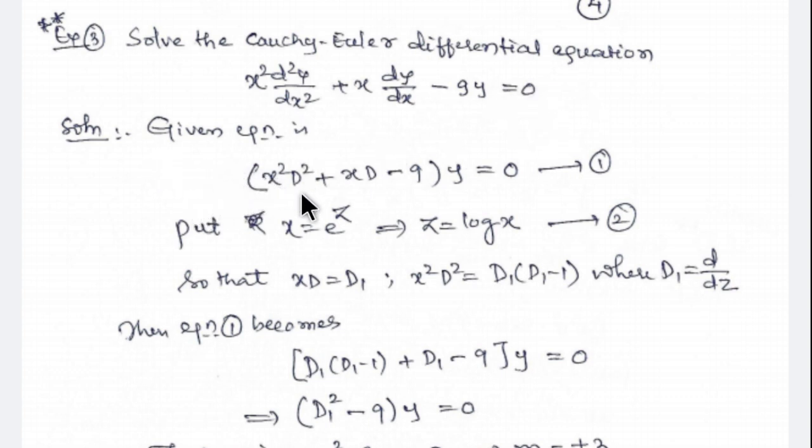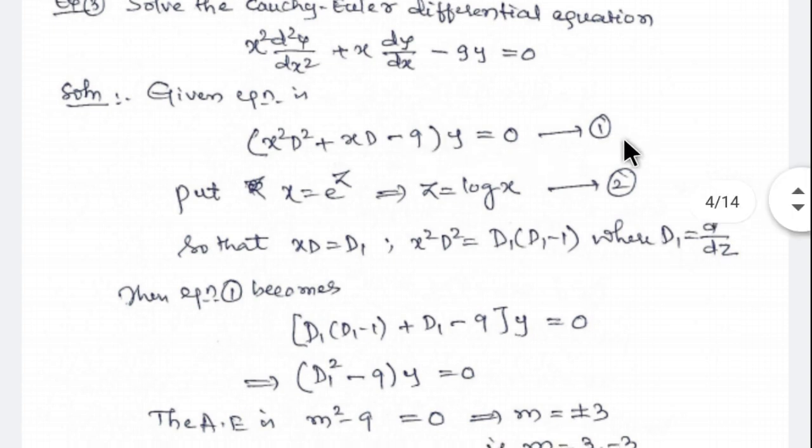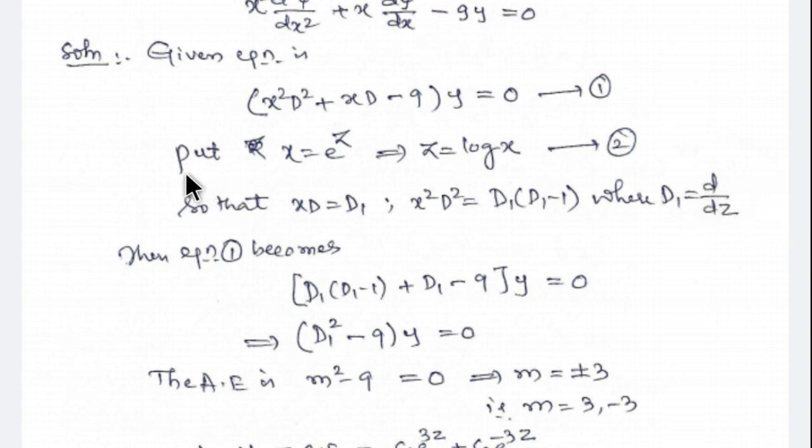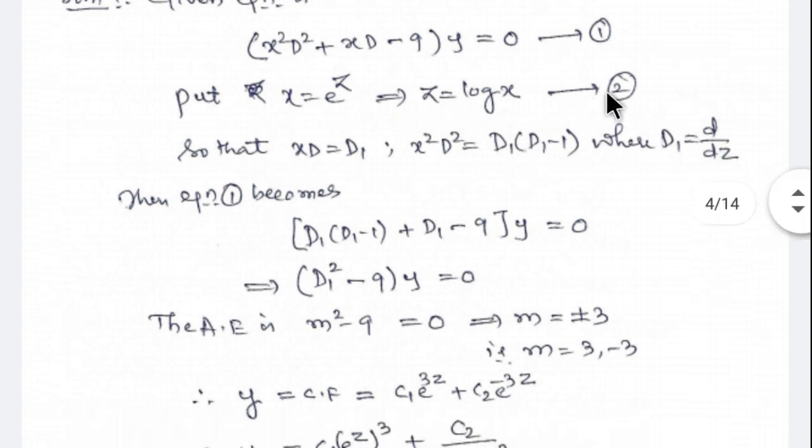Okay, therefore take down the given equation: x square into d square plus xd minus 9 into y equal to 0. You call this equation 1. This is a second order homogeneous linear differential equation, or second order Cauchy-Euler differential equation. This can be transformed into a linear differential equation with constant coefficients by using a transformation. Put x equal to e raised to z, so z equal to log x. That is equation 2.